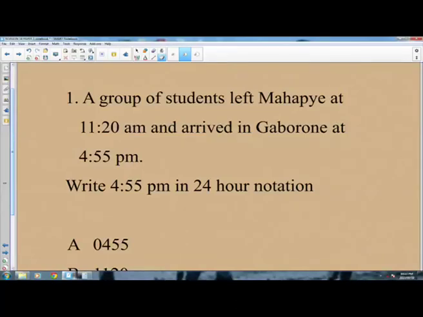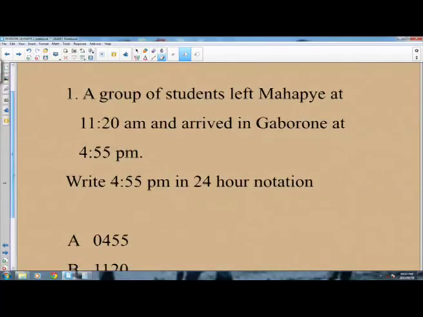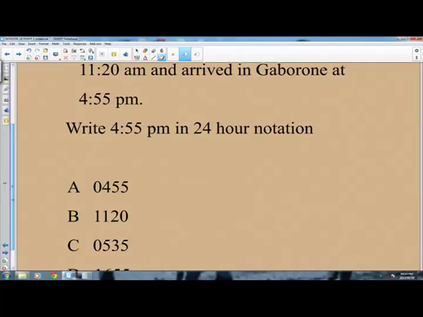The first question says, a group of students left Mahalapye at 11:20 a.m. and arrived in Gaborone at 4:55 p.m. And then we are expected to write 4:55 p.m. in 24-hour notation. So how do you write the 4:55 in 24-hour clock notation? It's 4:55 p.m. We have the p.m. here.